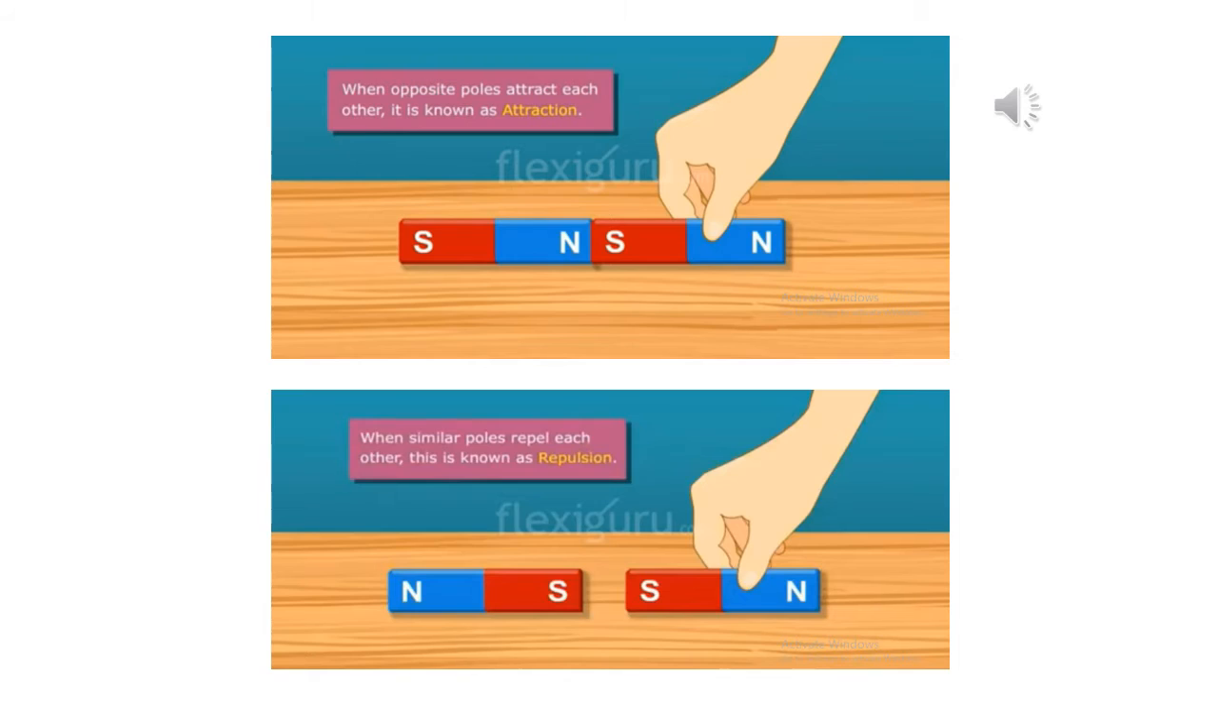In the case of the magnet, when the South Pole comes in contact with the North Pole, they get attracted to each other. This is better known as opposite poles attracting each other. Similarly, when the South Pole comes in contact with another South Pole, they do not attract each other. In fact, they repel each other. It is better known as similar poles repelling each other.